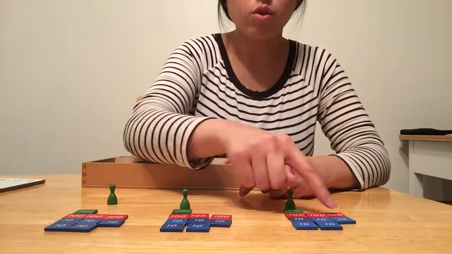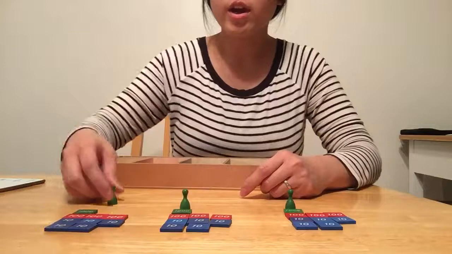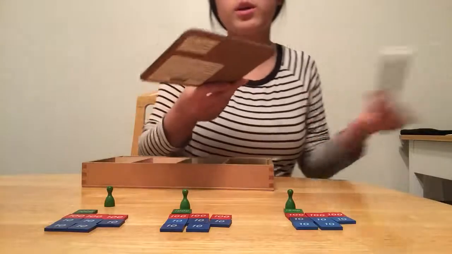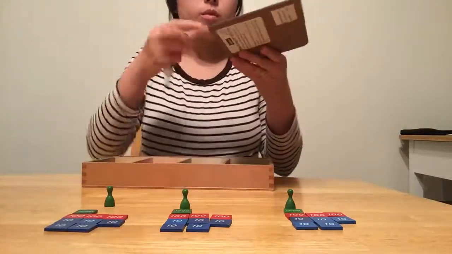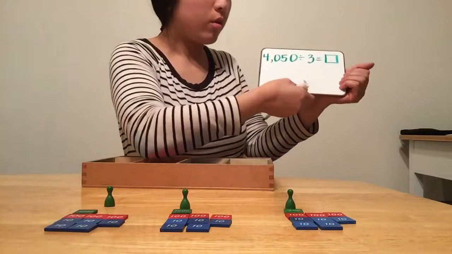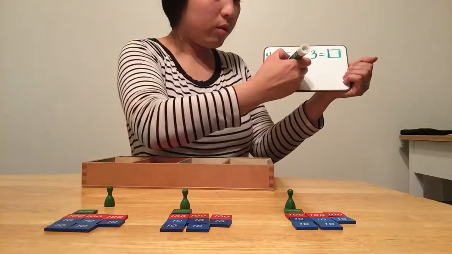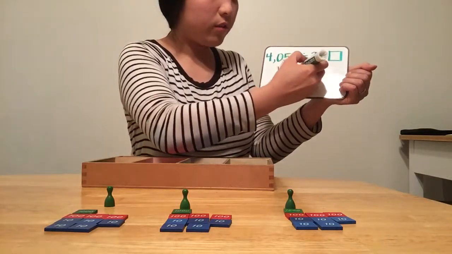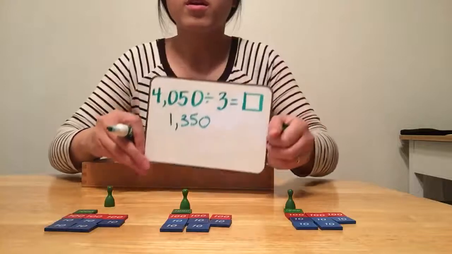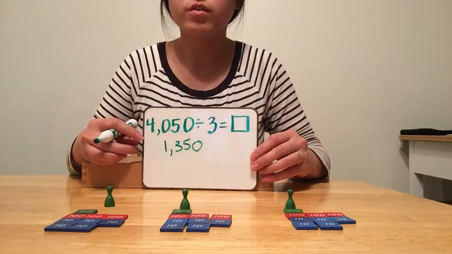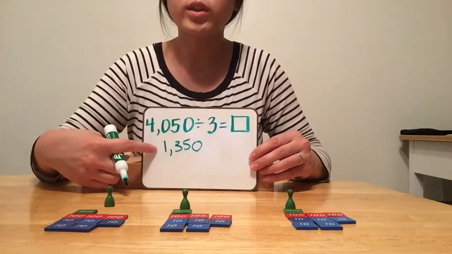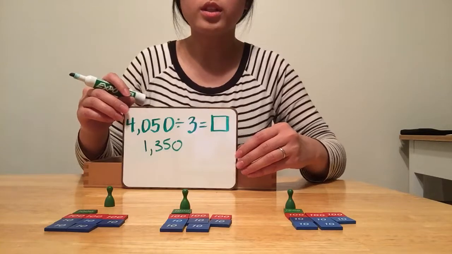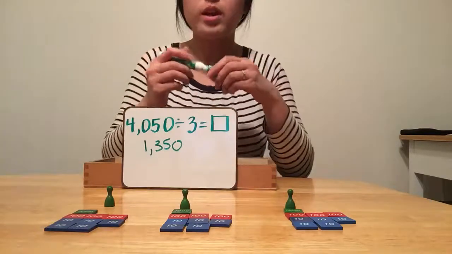So 1,350. Each group has 1,350. So my answer would be 1,350. So 4,050 divided by 3 equals 1,350. And that is how you use the stamp game to help you solve a division problem.